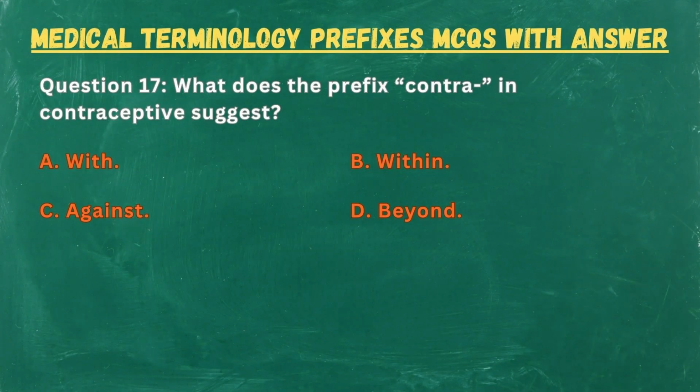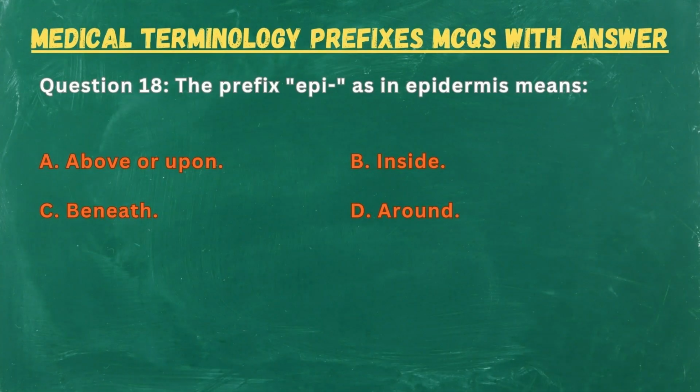Question 17. What does the prefix contra- in contraceptive suggest? A. Out. B. Within. C. Against. D. Beyond. Answer: C. Against.